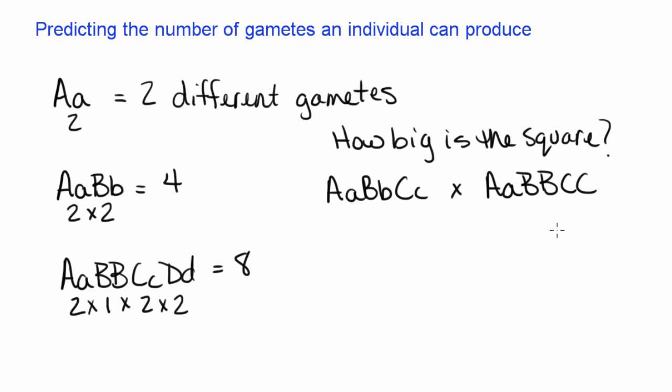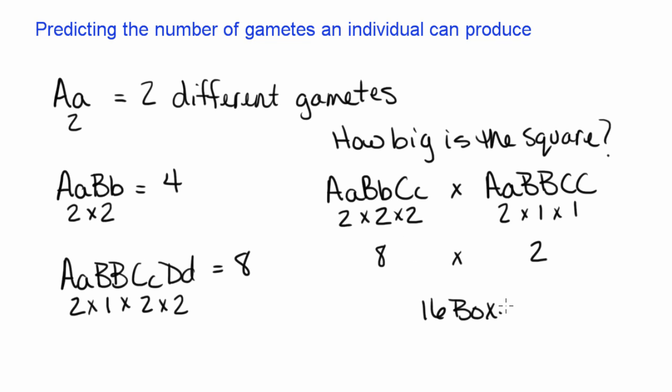if we go through and we predict how many gametes from each one, for this one there's 2 different A's, 2 different B's, and 2 different C's. Again, multiplying it, we're going to get 8 different gametes from that parent. And then this one over here, we're going to have 2 different A's, 1 type of B, and 1 type of C. And if we multiply that, we get 2. So if we were to actually draw this Punnett square, it's going to be an 8 by 2. 8 by 2 means that there will be 16 boxes total in that particular Punnett square.